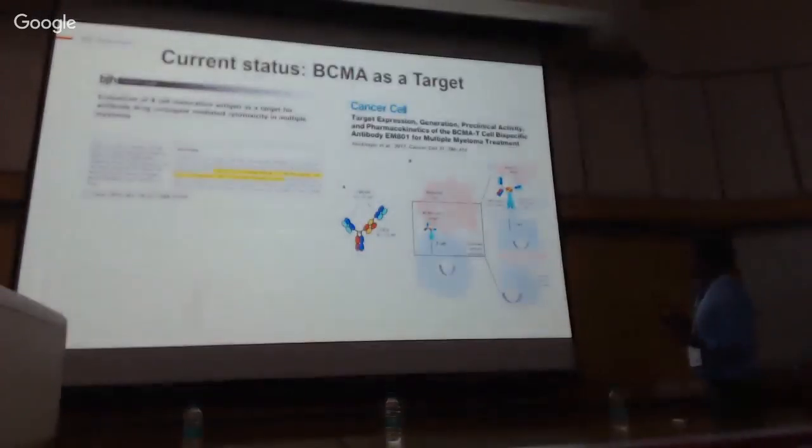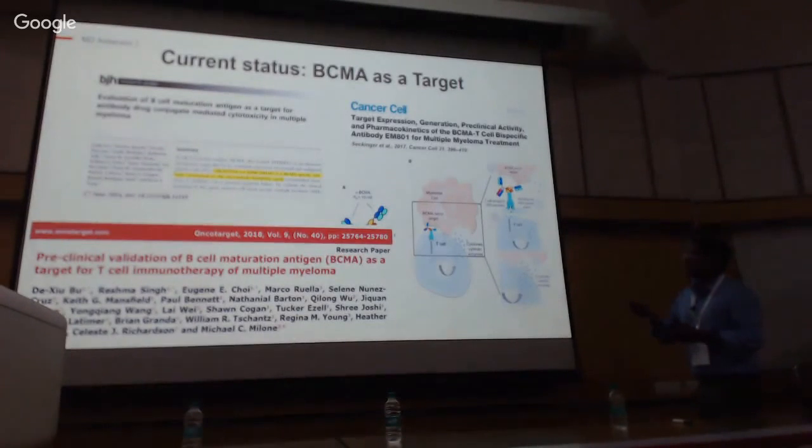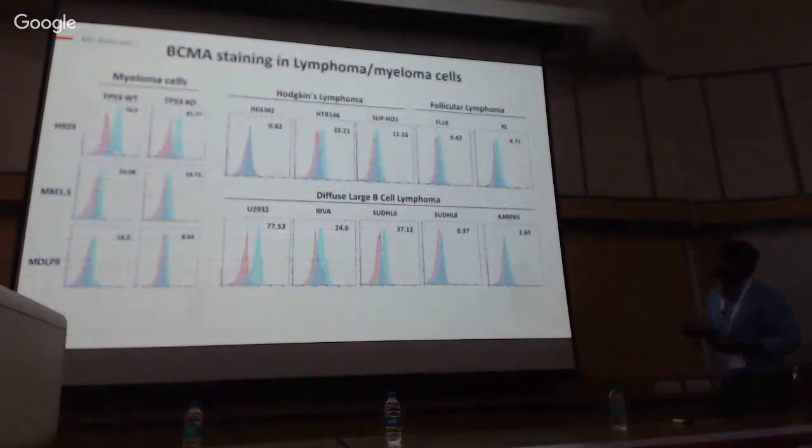And there are BCMA T cell bispecific antibodies which can target BCMA and at the same time activate the T cells to kill your myeloma cells. There is also preclinical validation for BCMA as a T cell immunotherapy target, and people are using BCMA CAR T cell therapy as well, to have their own immune system act against BCMA positive cells, not the BCMA negative cells.